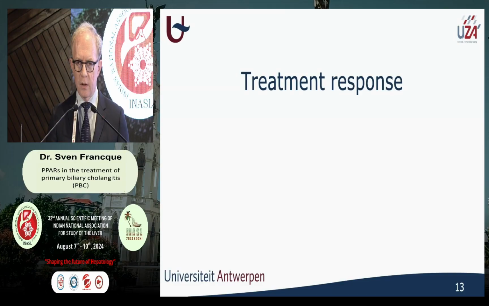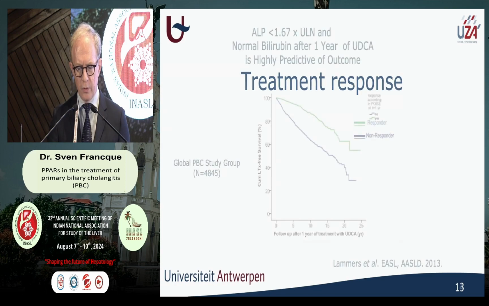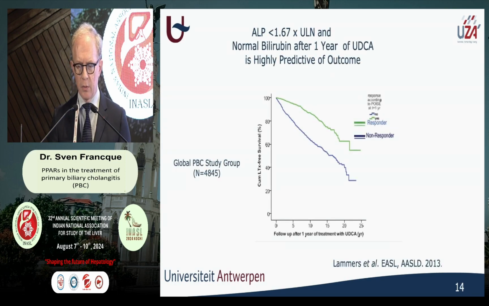Before going to the drugs, a final point, that's how we define treatment response in PBC. There has been a lot of evolution in that over time, but the most recent definitions are based on this observation about response on UDCA, coming from the global PBC study group, that has shown that if you have a decrease below 1.67, the upper limit of normal for alkaline phosphatase, then you have a significantly improved outcome.